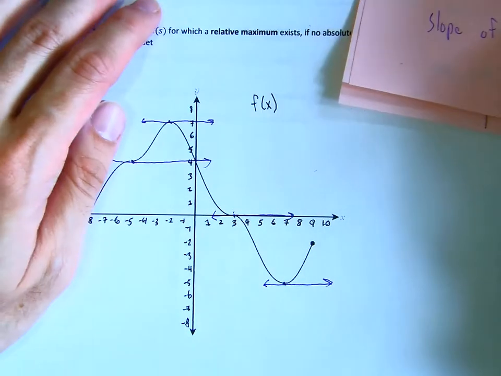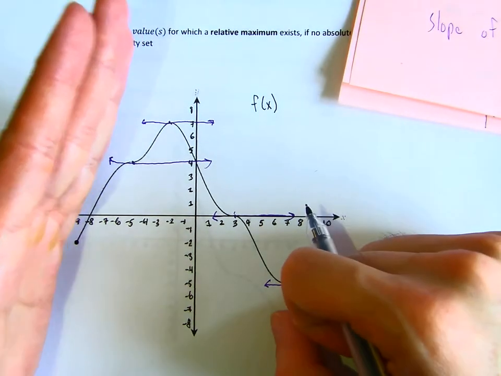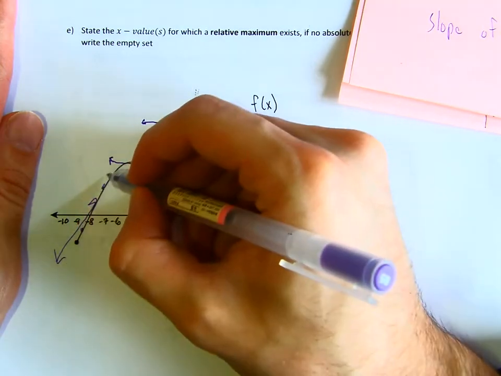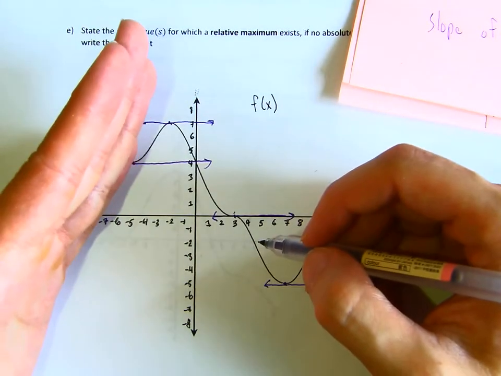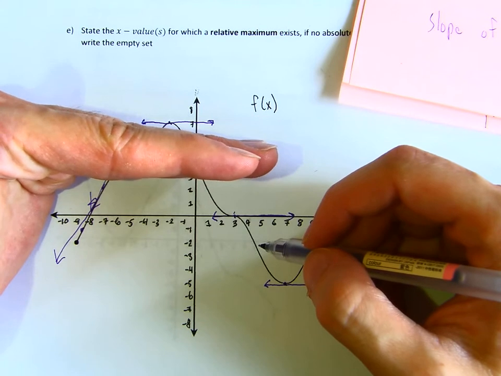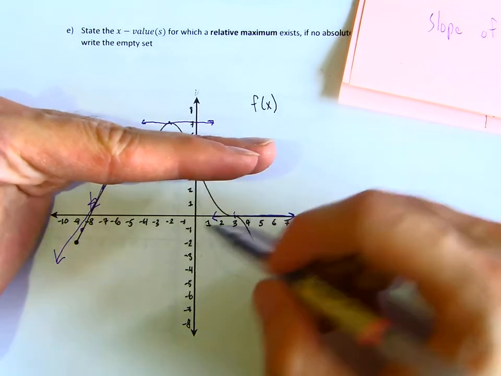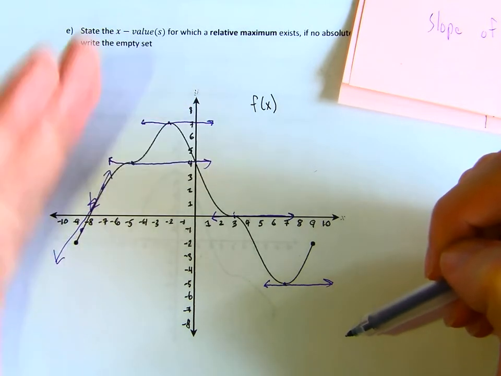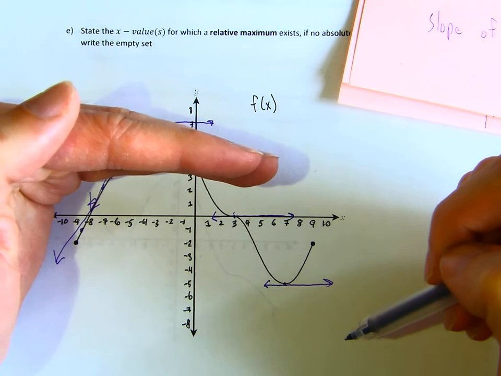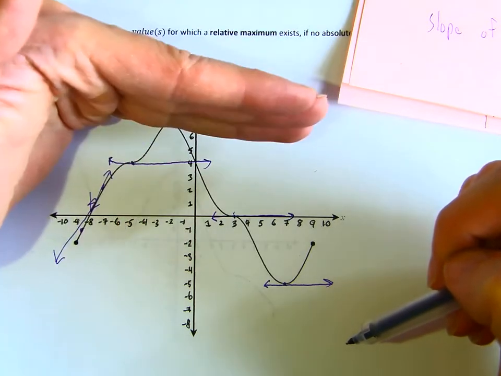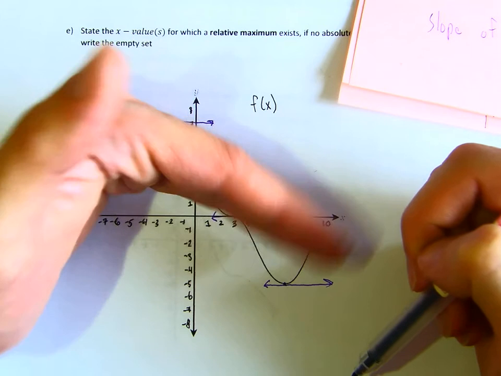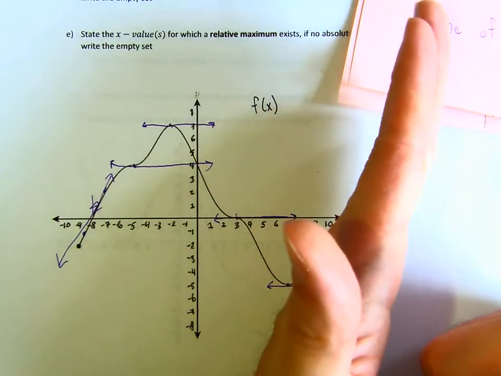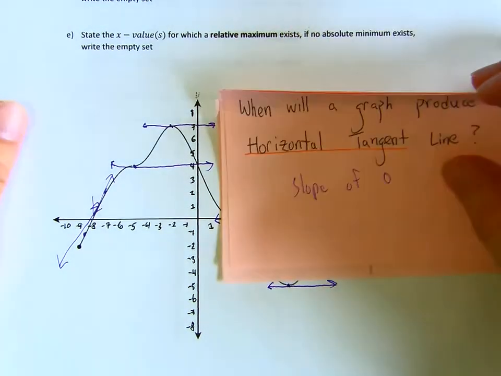So notice what's happening here. Imagine we're drawing tangent lines. If I drew a tangent line, this is one here, this is one here. Notice that these are all positive. But the second the tangent line becomes horizontal, we know that the slope of a horizontal line is zero. So it goes positive, positive, positive, zero, positive, positive, positive, zero, negative, negative, negative, negative, zero, negative, negative, negative, zero, positive, positive, positive. Okay? So that's the idea for the first part.